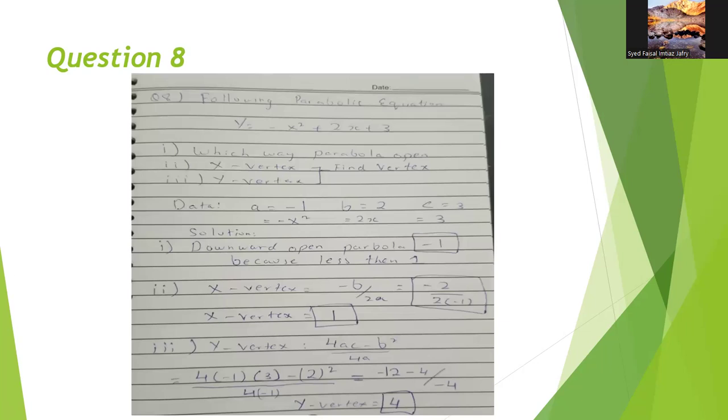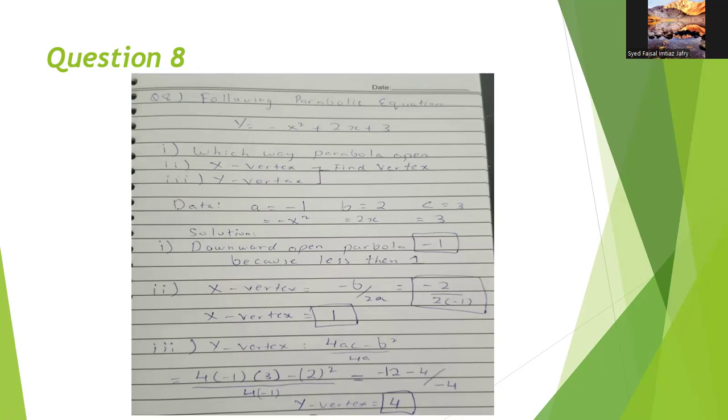Given the parabolic equation y is equal to minus x squared plus 2x plus 3, which way does the parabola open? Question 1, part 1. Then find the x vertex and y vertex. It could be written as the vertex, so we need to find the x vertex and y vertex. Okay. Now, moving forward. Solution.